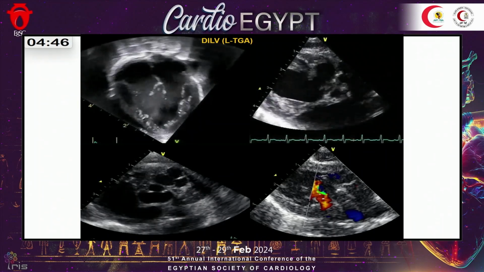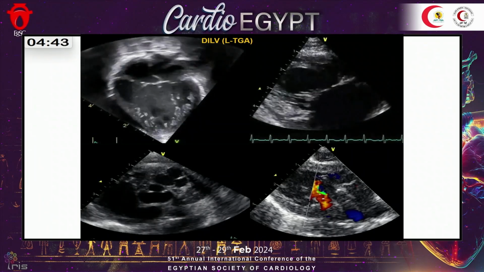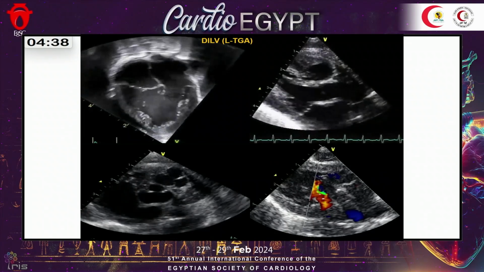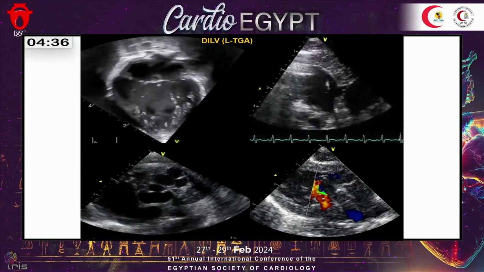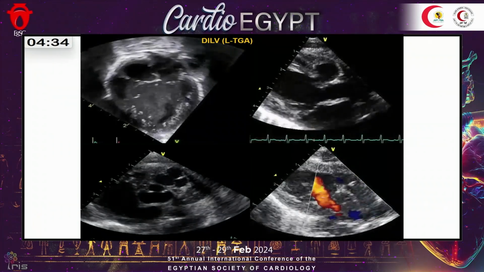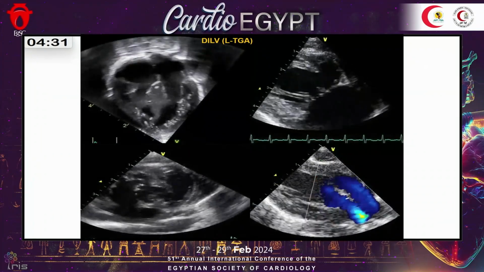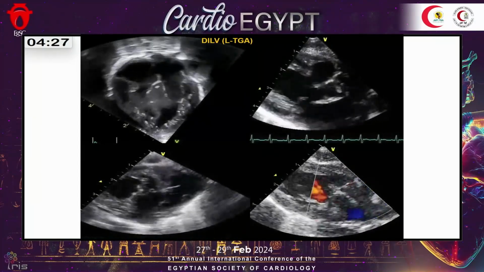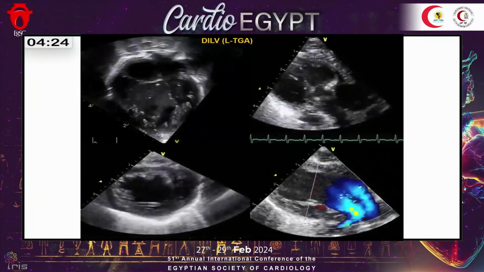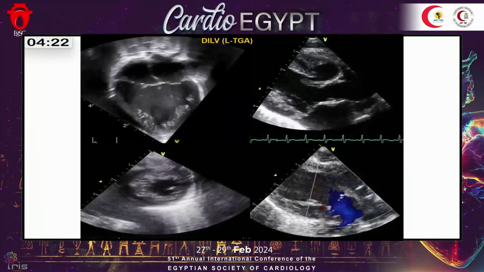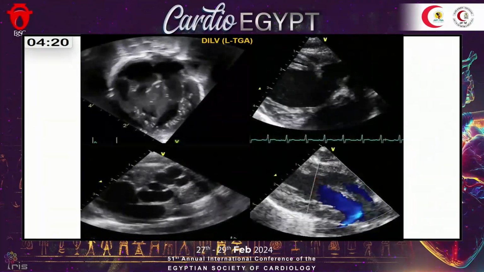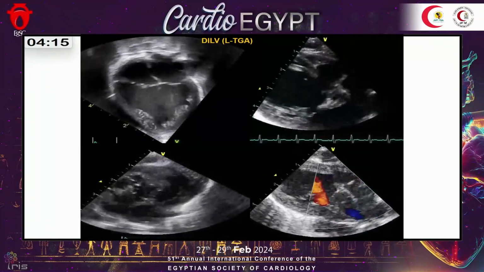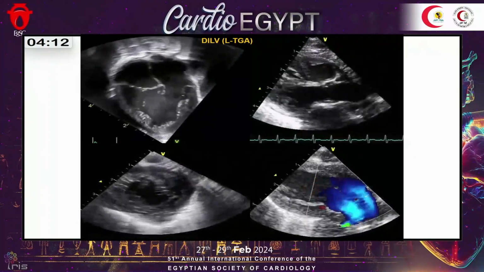Here are some videos for types of single ventricle. This is double inlet left ventricle with LTGA. Here the pulmonary artery arises from the dominant chamber, and across the bulboventricular foramen the flow goes to supply the aorta. Here the aorta is to the left and arises from the rudimentary chamber.